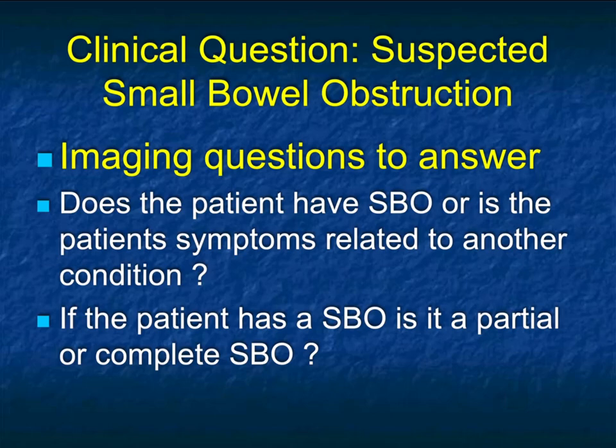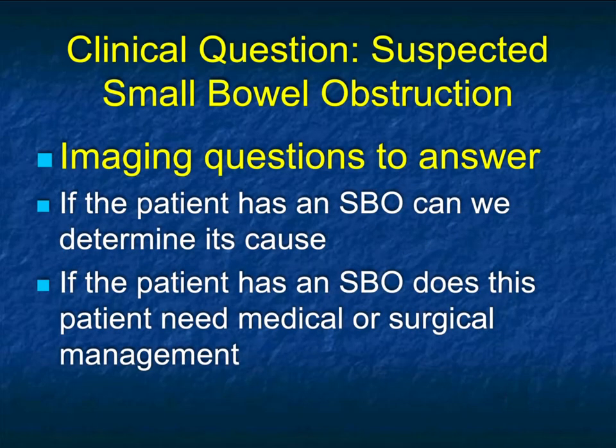So when you think about small bowel obstruction, what are we telling the referring clinician? Does the patient have an SBO, or are the patient's symptoms, abdominal pain, whatever the symptoms are, related to another cause? Maybe it's pancreatitis, maybe it's diverticulitis, maybe it's Crohn's disease. And then we need to say, if the patient has a small bowel obstruction, is it partial or complete obstruction? What needs to be done? Can the patient be managed conservatively, or is it go to surgery? If the patient does have an SBO, can we determine its cause? And again, the importance of management.